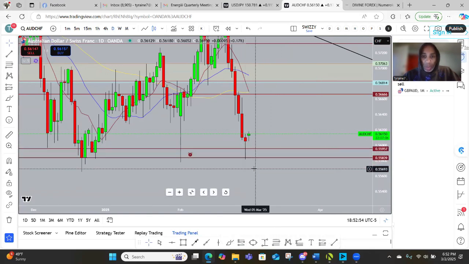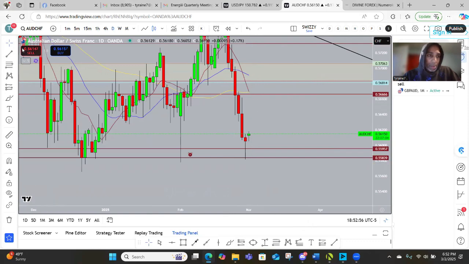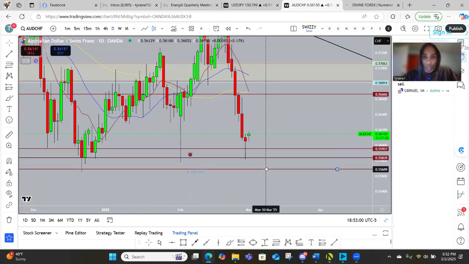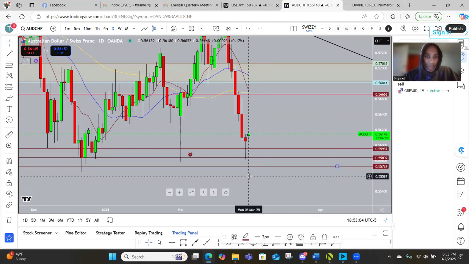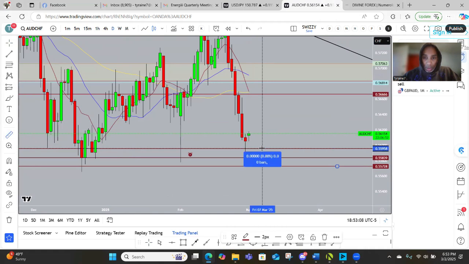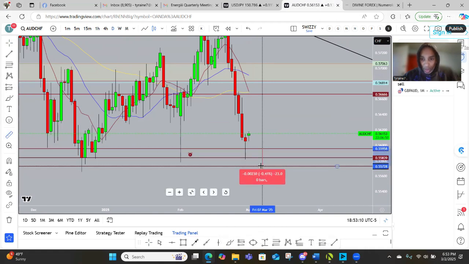My stop loss would be down here. Again, guys, we are talking about the daily and the monthly, so you're going to have to give it a little breathing room. If you were to get in here, your stop loss would be 23 pips. It's still not much. Yeah, this pair doesn't move a lot, so 23 pips is not a lot on the weekly.